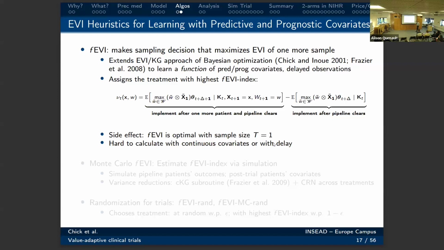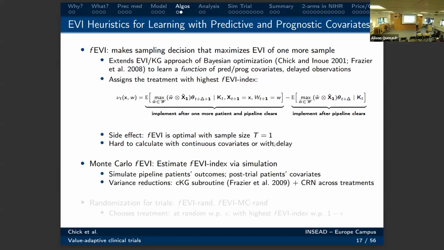What is a little bit harder to do is if you have a non-zero delay, which is often the case in trials, and if some of the covariates are continuous valued. And so we can use Monte Carlo to estimate the expectations there, and we will do so. We'll call that FEVI-MC.